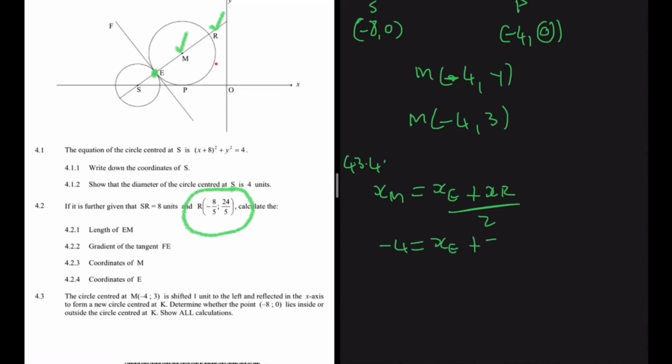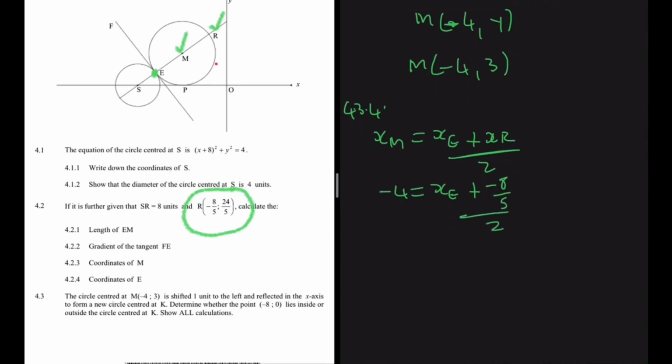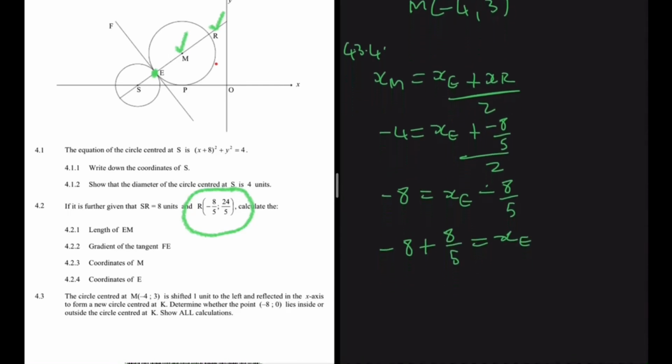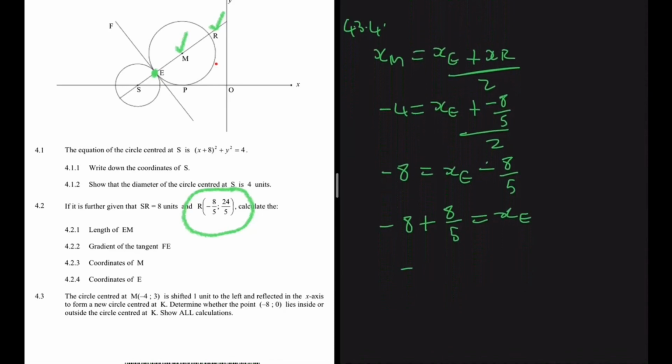X of R is minus 8 divided by 5, right? And then everything divided by 2. You cross multiply, you get minus 8 is equal to x of E minus 8 divided by 5. So minus 8 plus 8 divided by 5 is equal to x of E. And then if you put that on your machine, you will get x of E, which is equal to minus 32 divided by 5. So we have x of E being equal to minus 32 divided by 5.